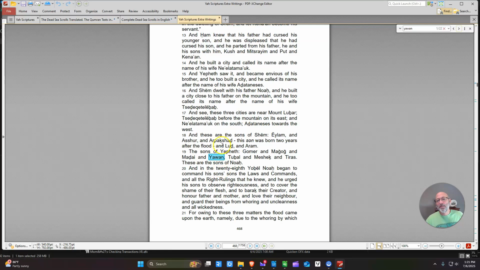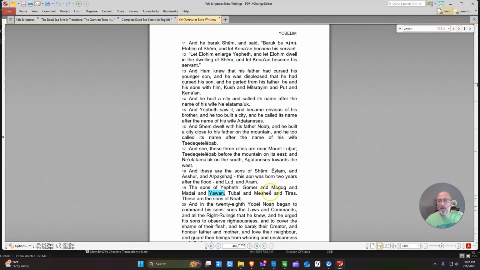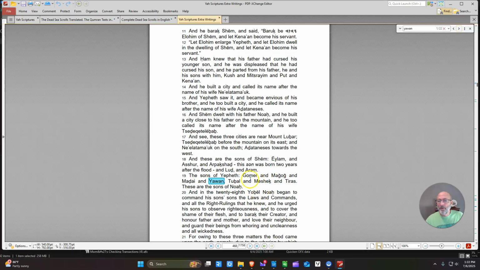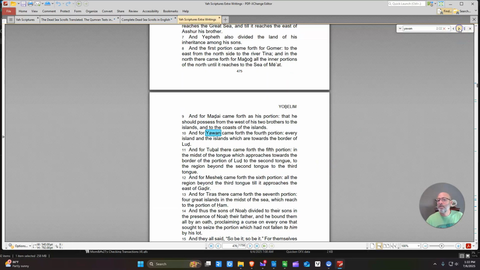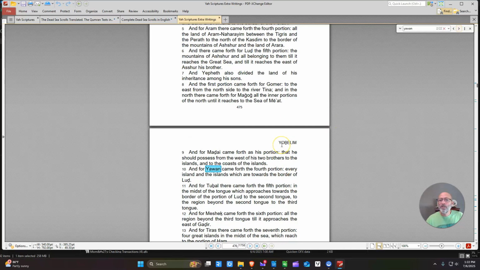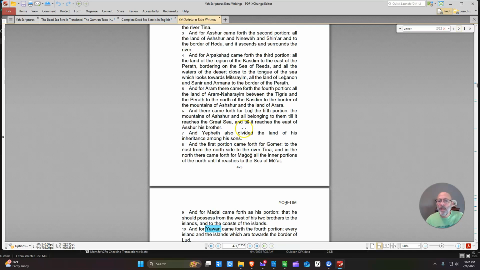And let me tell you the context here of where we're at. Here we've got the sons of Japheth: Gomer, Magog, Madai, and Yawan. Tubal, Meshach, and Tyrus. These are the sons of Noah. And is this the separation? No, that is not the separation. Okay, so let's see. Okay, is this the separation? Okay, yeah. So here's where this is during the days of Peleg. The land is being divided. The continents aren't being divided. The lands are being divided amongst the sons of Noah, and then the sons of Noah divided amongst their own sons.